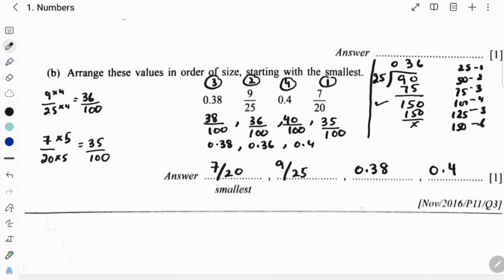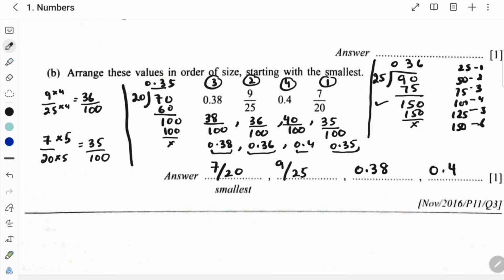If I do 7 over 20, it's also not difficult. Here I'm doing 7 over 20, 0 point. You put a 0 after putting the decimal. 2 times 3 is 60, and then 10 remaining, put a 0, 0.35. So you can see here as well, 0.35 is the smallest one, and then 0.36, then 0.38, then 0.4. So you get the same answer if you divide, or if you make the denominators equal and then compare the numerators. So you can do whatever you find easier.